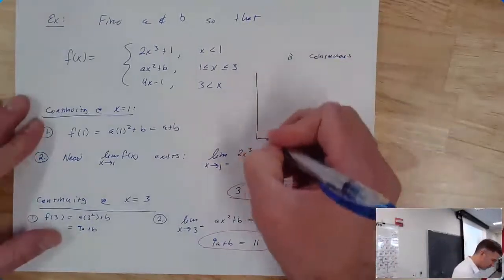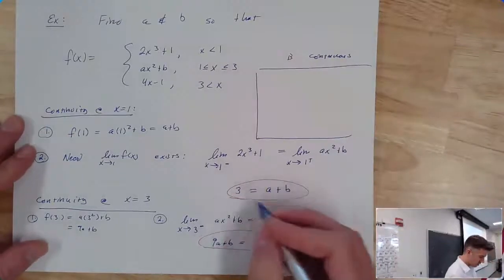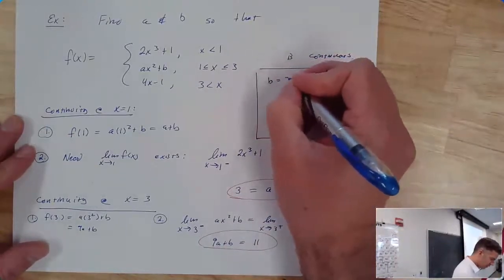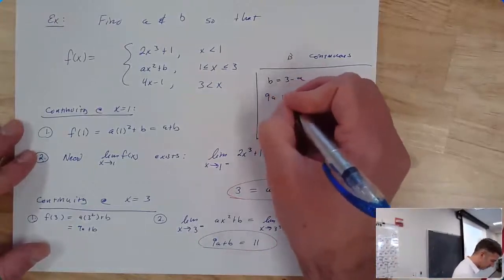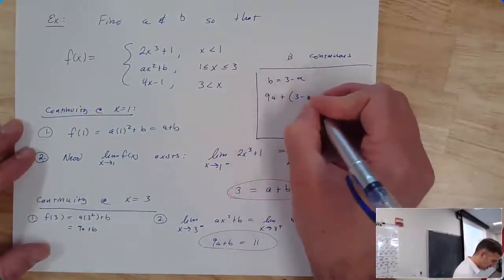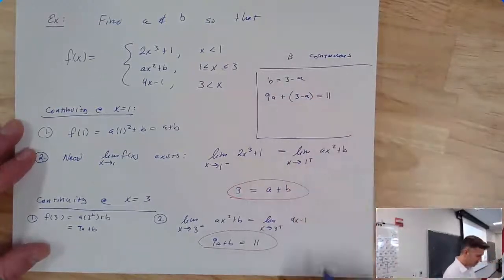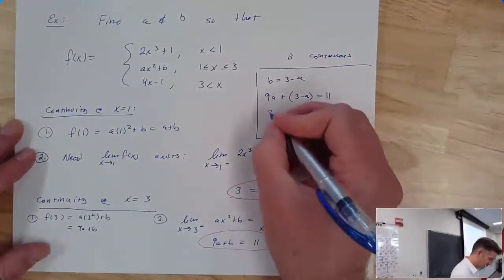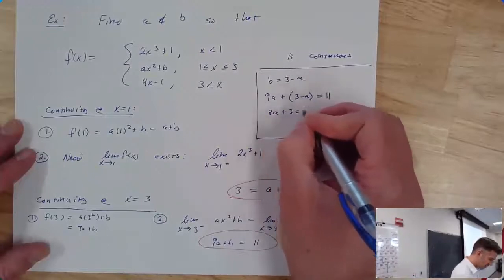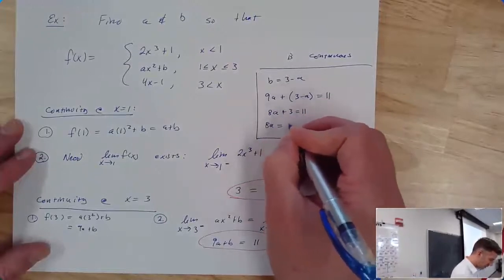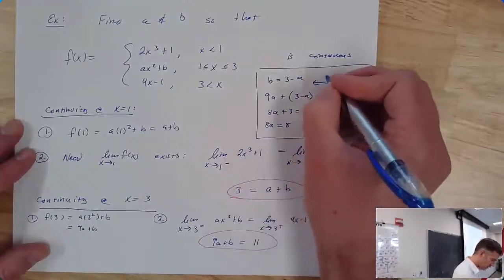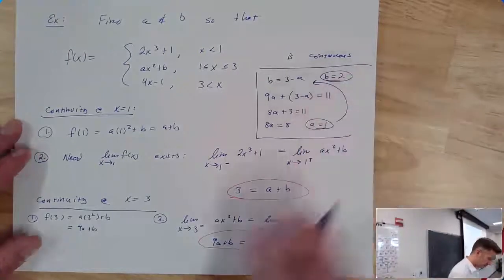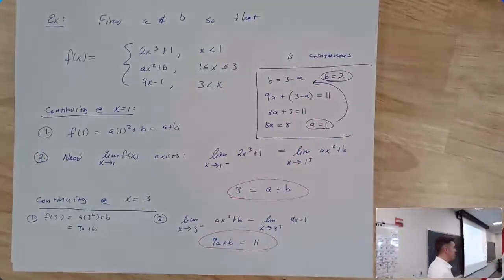So I'd probably do my work over here and say, all right, using this equation here, b is equal to 3 minus a, substitute that in here and get 9a plus 3 minus a equal to 11. So then I have 9a minus a, which is 8a plus 3 equal to 11. So 8a equals 8. So a equals 1. And then plugging that back in here, we're going to get b equal to 2. So those are the values of a and b that make this function continuous.